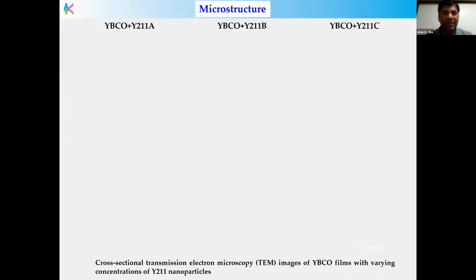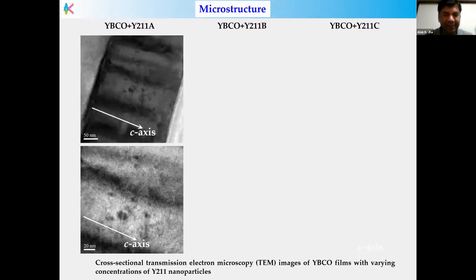So let us see the microstructure. These are the cross-sectional transmission electron micrographs of Y211A. We can see the formation of some nanoparticles. This is the same sample, but at different magnifications.